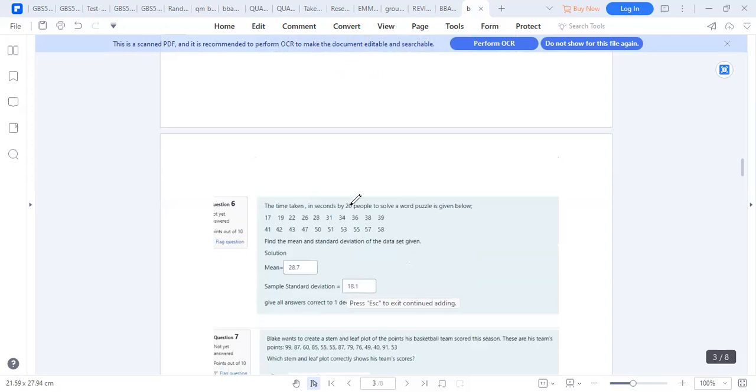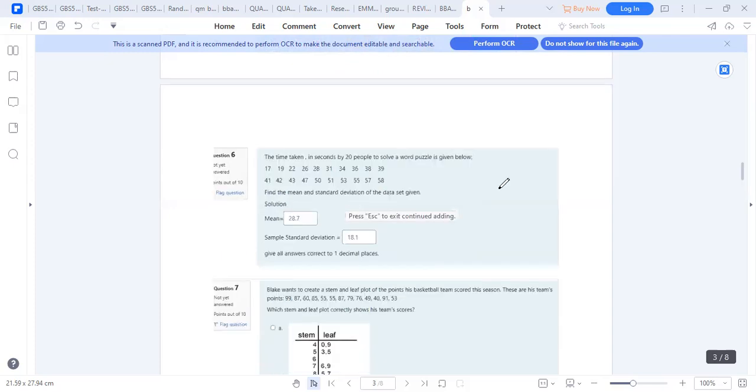Then also we're given the scenario of this. How do you find the mean? How do you find the standard deviation? So I showed you the formulas for it. All right. Isn't this easy? Understandable.